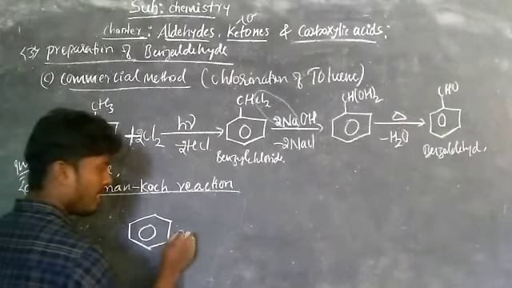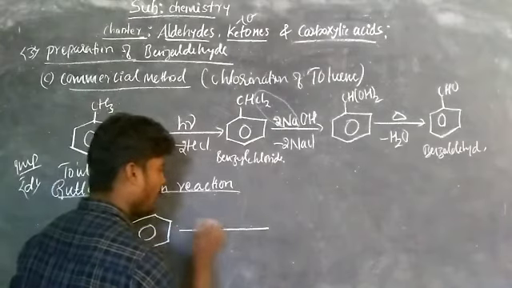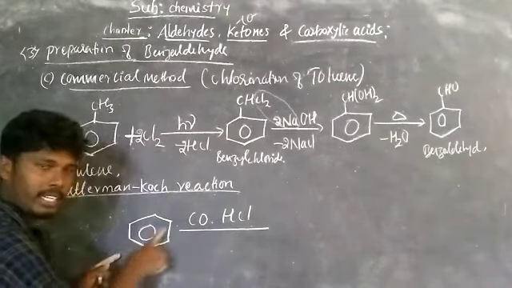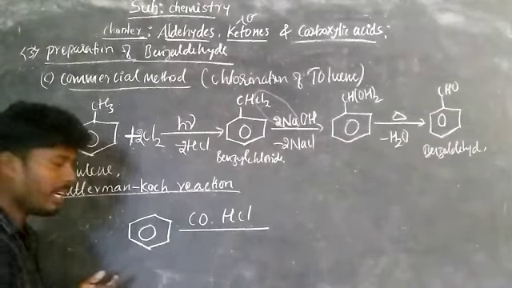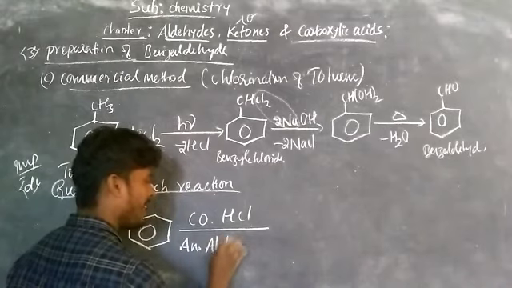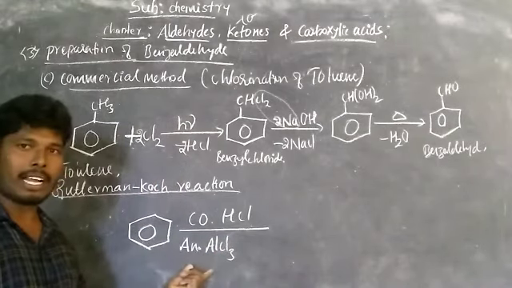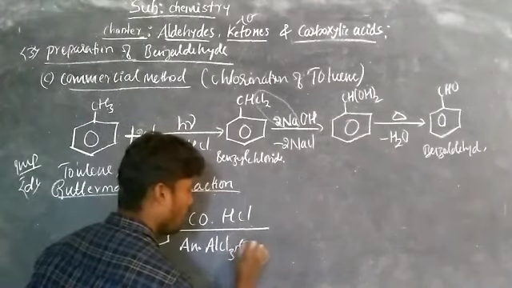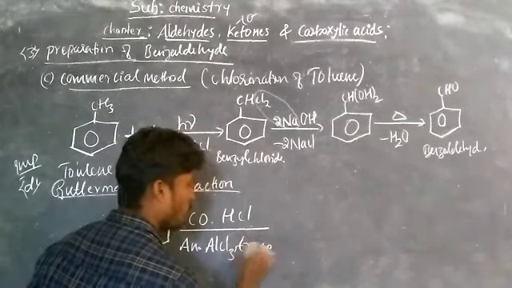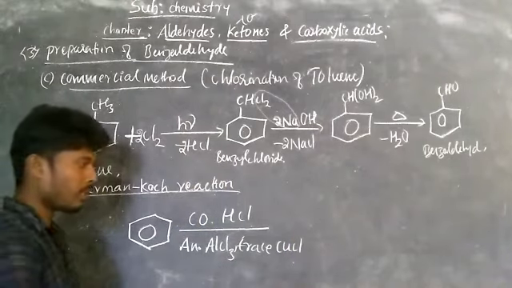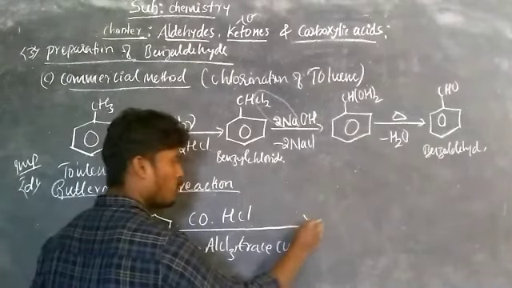Here the benzene is treated with carbon monoxide in HCl, in the presence of anhydrous aluminium chloride, AlCl3, along with a trace amount of cuprous chloride, CuCl. This is the Gattermann-Koch reaction.